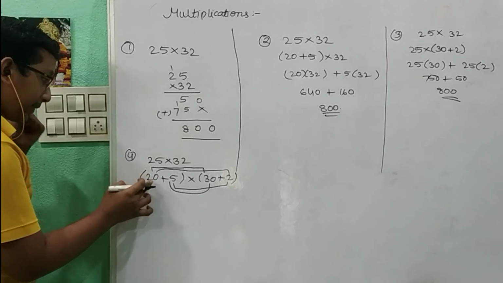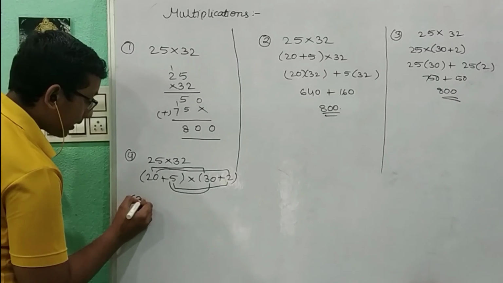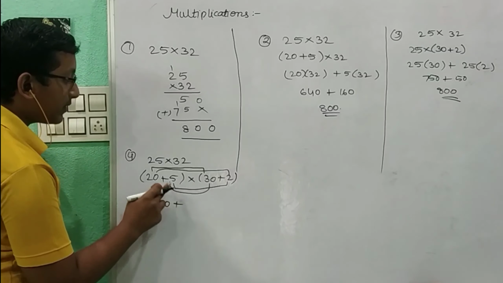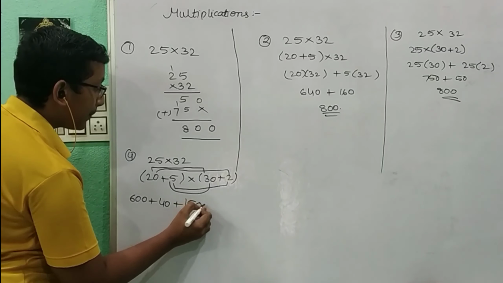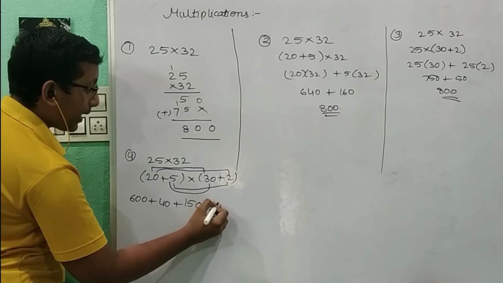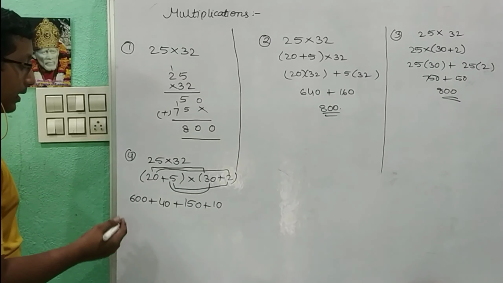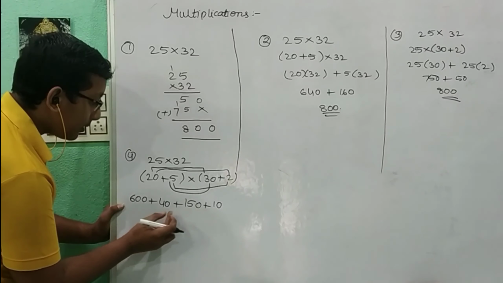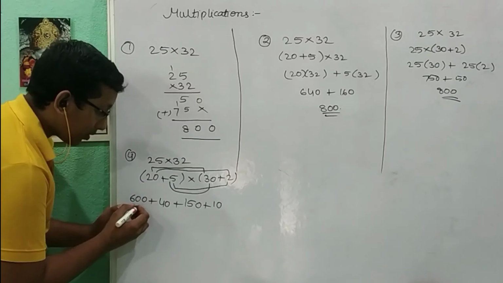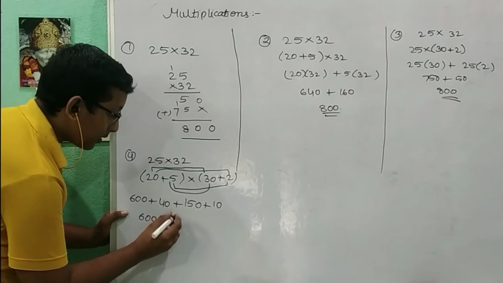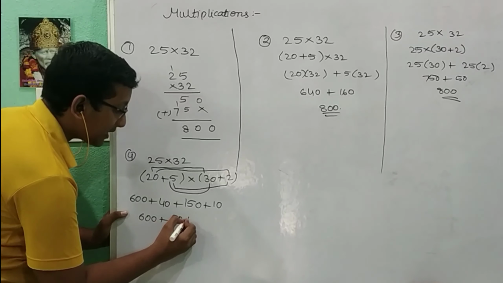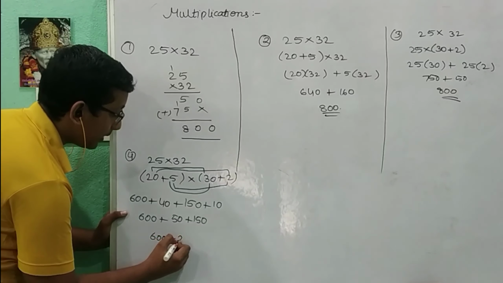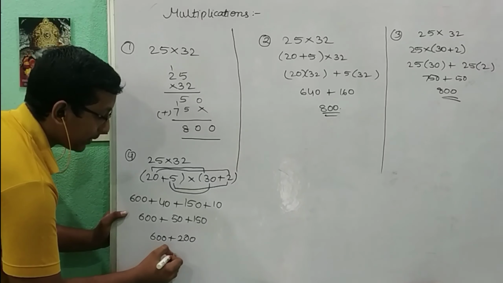Okay. So now 20 into 30 gives you 600, plus 20 into 2 gives you 40, plus 5 into 30 gives you 150, plus 5 into 2 gives you 10. 5 twos are 10. Now 600 we write, plus 40 plus 10 gives you 50. 50 plus 150 gives you 200. Now 600 plus 200 gives you 800.